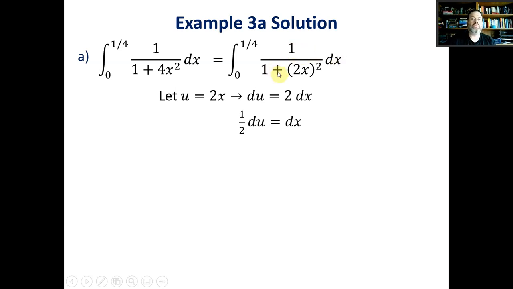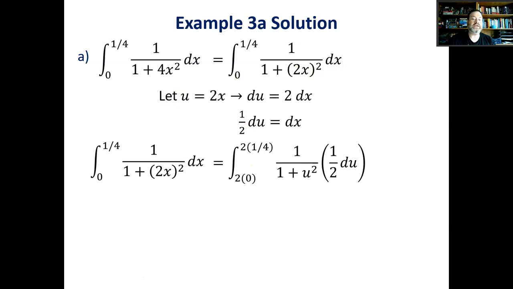We're going to have 1 over 1 plus u squared. And then dx will be 1/2 du, right? And then don't forget to change the limits of integration to u. So u is 2x, so we have to double both of these. So 2 times 0 is 0, 2 times a quarter is a half, but we still have to do it. So I plugged everything in here, 1 over 1 plus u squared, that's u, and then dx is 1/2 du.